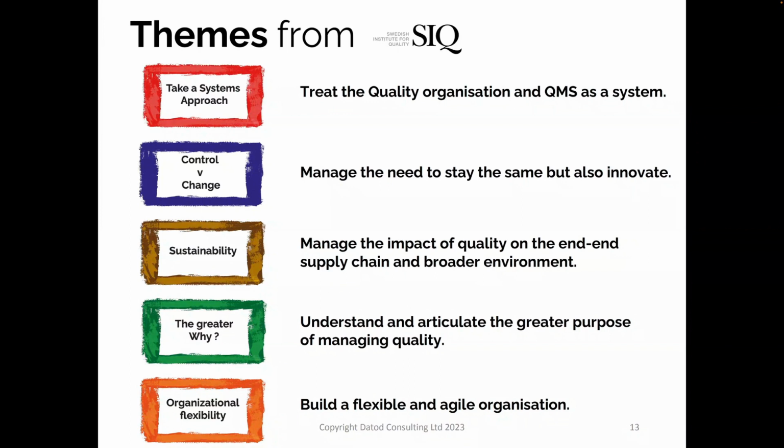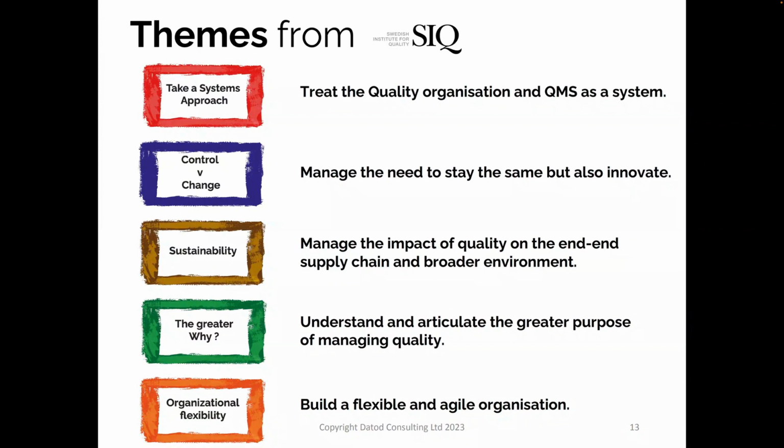And the first one was around systems thinking. They felt that quality management would move further into a more systems approach, looking at the quality organization as a system and the QMS as a system. And we've obviously covered that in a previous session. They also felt there would be a movement in terms of the balance between how you maintain control within organizations versus how you encourage an environment that flourishes in terms of innovation and new ideas.